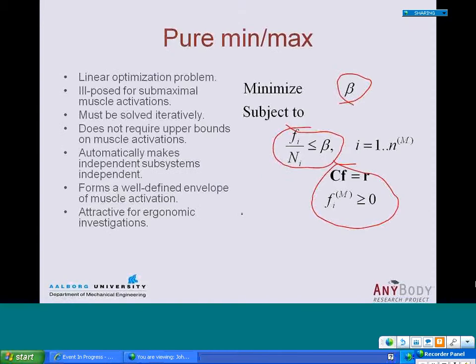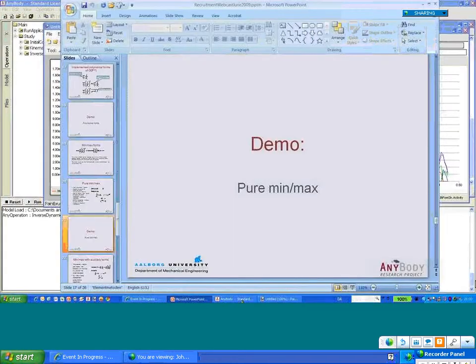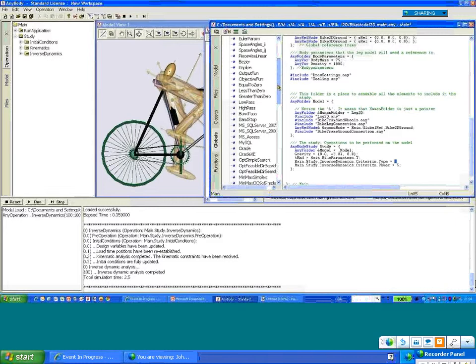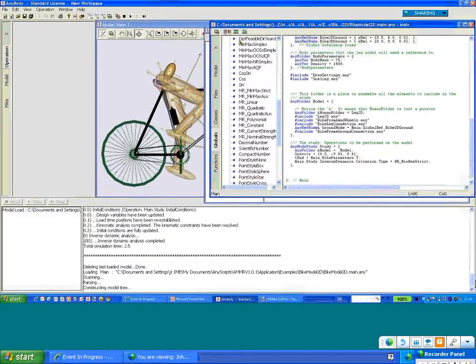Let's take a look at how that works when we define it in AnyBody. I close down the presentation and go back to AnyBody and to my study, and now I have to make a new specification because I have to specify a different type of criterion. I insert the type specification here and set it equal to another specification. If I can't remember the name, I can go to the globals part of my tree, find my muscle recruitment specs, find the min-max strict specification, and insert that. Now the power doesn't mean anything anymore, so we can take it out.